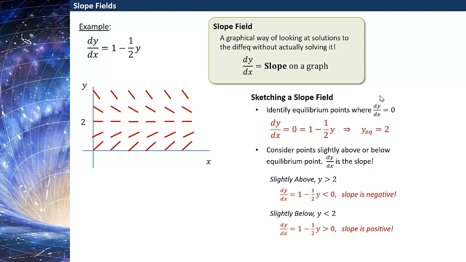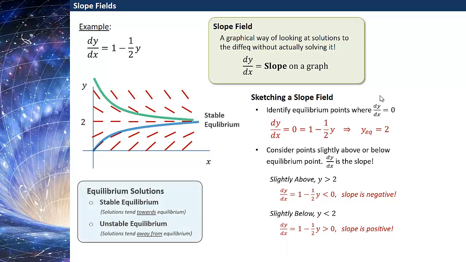I can see from this that I have a special solution. There's something special about the equilibrium point, which is that it's a stable equilibrium. So a stable equilibrium point is an equilibrium point where the solutions tend towards it. And so we can see here that solutions tend toward the equilibrium point, so we're going to call it stable. An unstable equilibrium would be the opposite. Solutions tend to move away from the equilibrium if they're off of that equilibrium point.